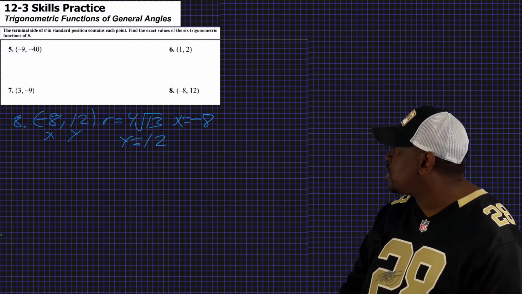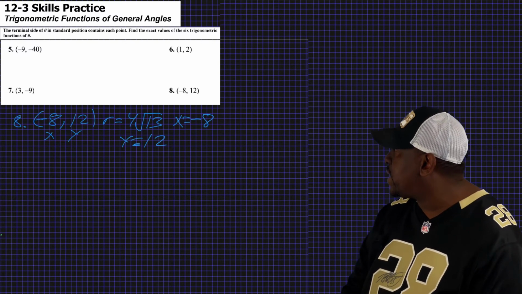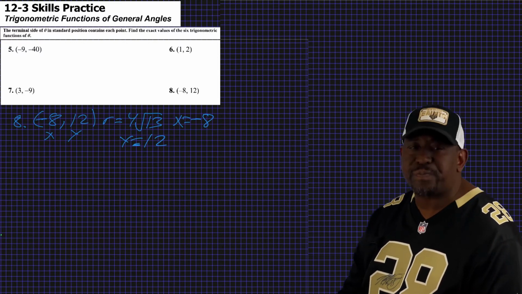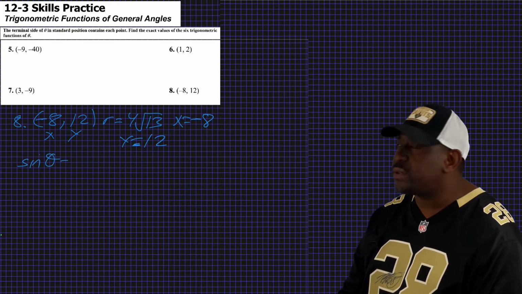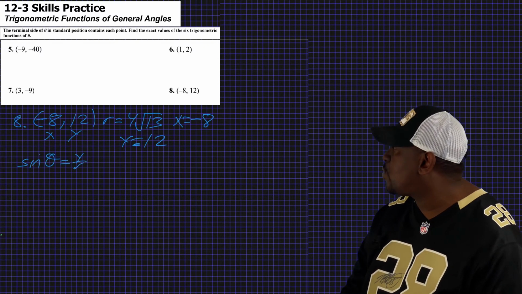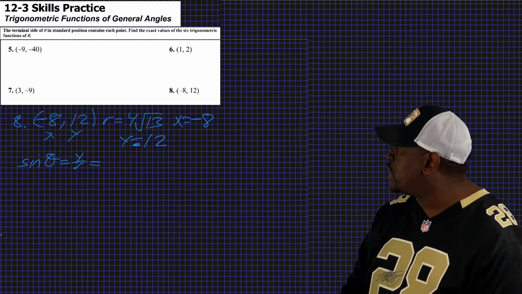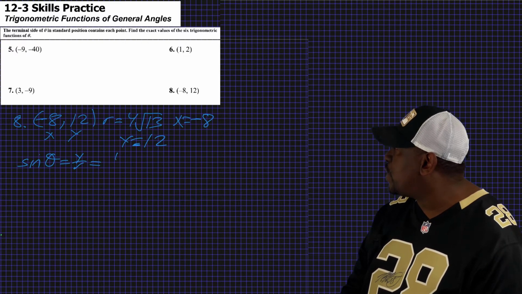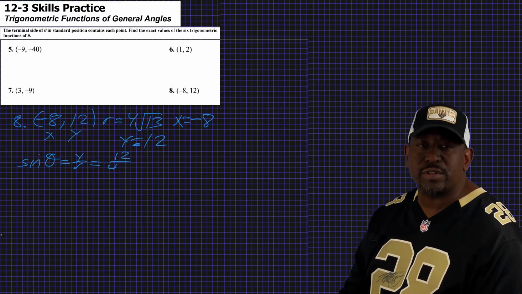So as you can see, like we've been doing with the other problems, we write down our values of x and y to go with r. And now we can start solving our 6 trigonometric functions. Sine theta is y over r. So that will give us 12 over 4 times the square root of 13.